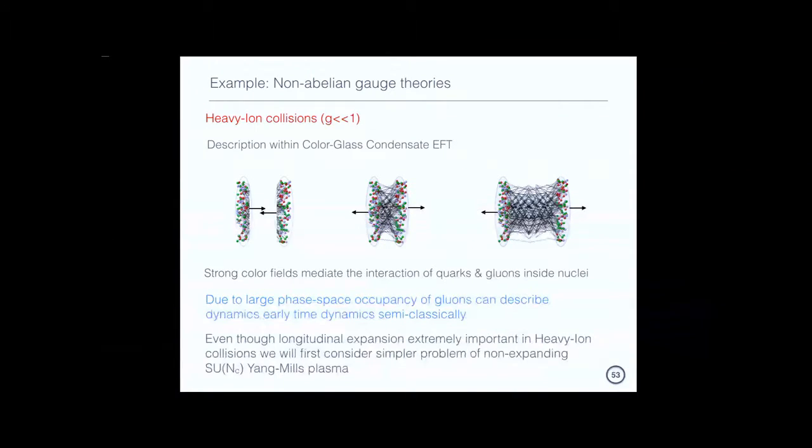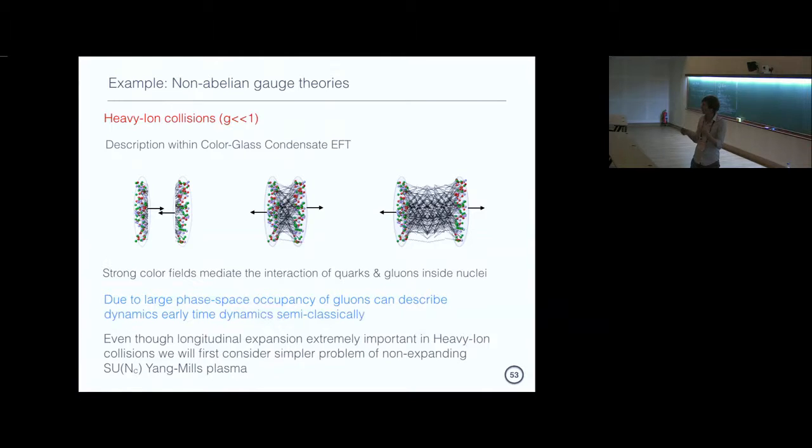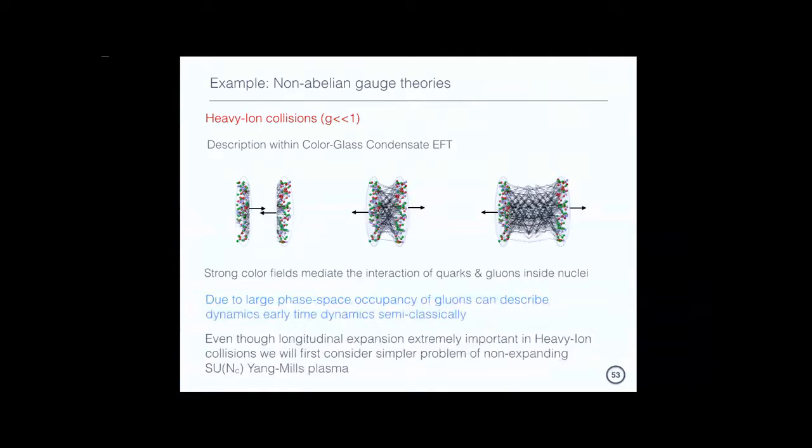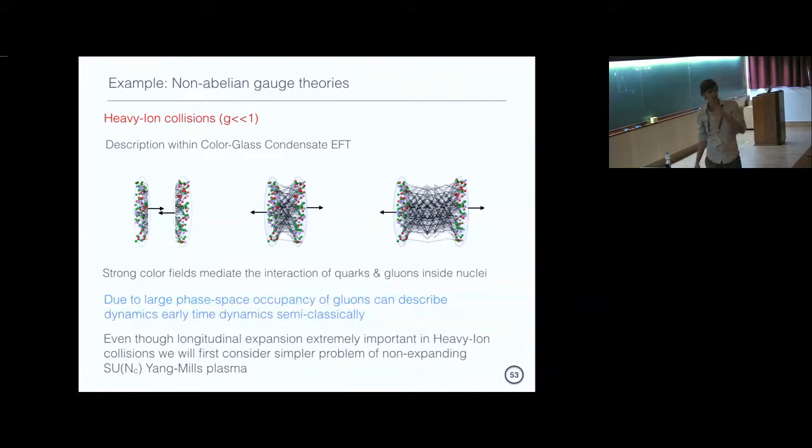And then, okay, as these collide, essentially they pass through each other, right? But they leave behind this debris of very strong fields, okay? So there's this strong field somehow mediating the interactions between quarks and gluons inside these nuclei. And so again, these fields that you have initially are created with a very large phase space occupancy, right? Which in this case is also non-perturbatively large. It's on the order of 1 over g squared.